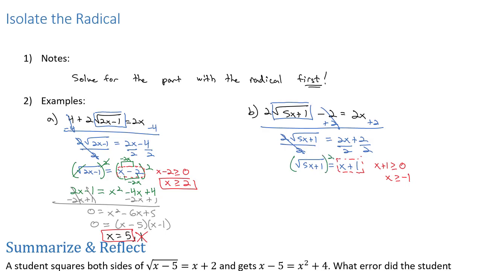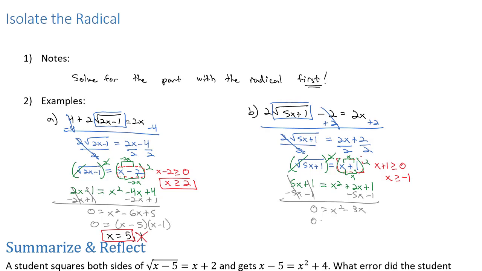Now we can clear that square root by squaring both sides. When I do, I get 5x plus 1 equals x squared. And then, of course, 1 times x is x. And that's going to happen twice, giving me 2x plus 1. This is a quadratic, which we solve by setting it equal to 0 and factoring. So we'll subtract 5x from both sides. We'll also subtract the 1 from both sides. So we have 0 equals x squared minus 3x.